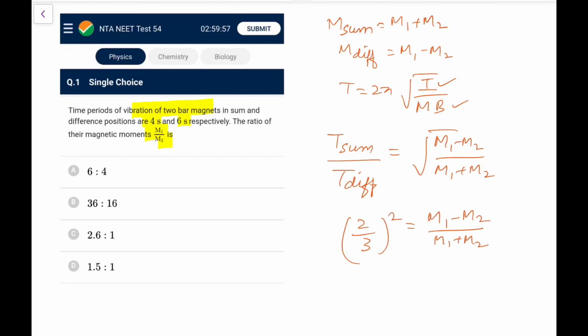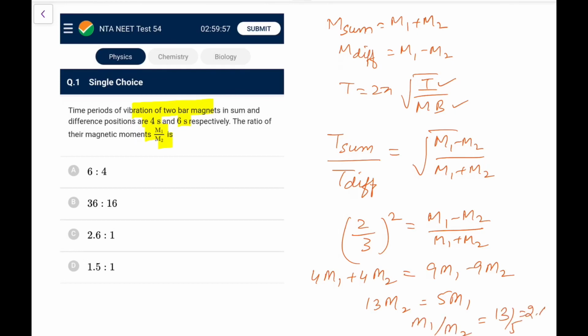So doing this, what we have, 4m1 plus 4m2 is 9m1 minus 9m2. So now if I take this, 13m2 is equal to 5m1, so m1 by m2 comes out as 13:5, that I can write as 2.6:1, so go for option C.